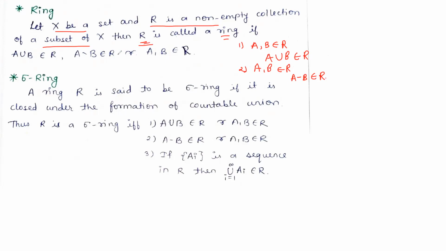Then this same set R is said to be a sigma ring if it is closed under the formation of countable unions. That is, R is a sigma ring if the first two conditions from the ring are satisfied by it, and also if A_i is a sequence of sets in R, then the union from i equals 1 to infinity of A_i also belongs to R. If these three conditions are satisfied, then we say that R is a sigma ring.